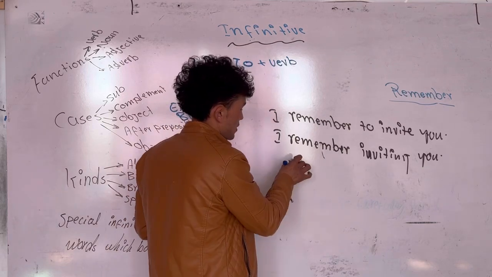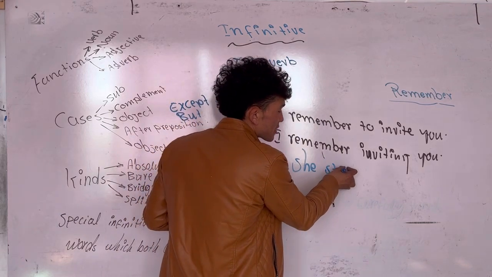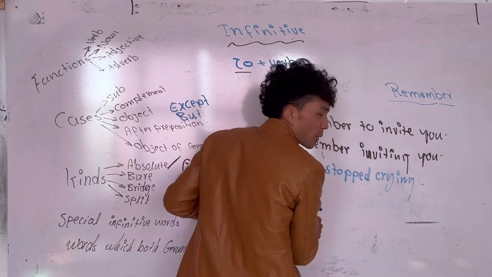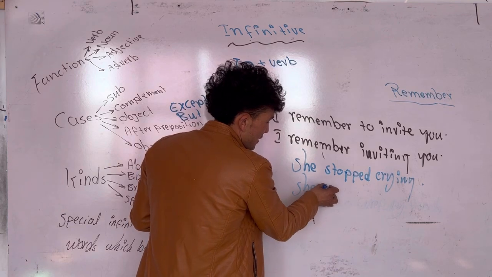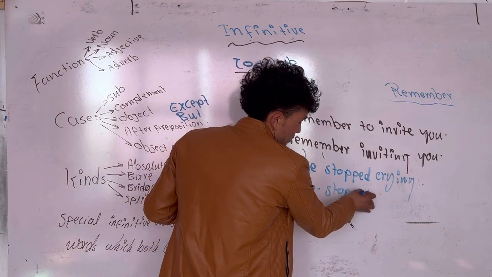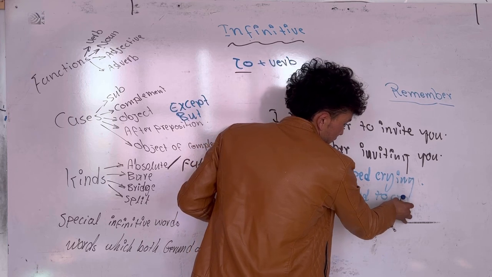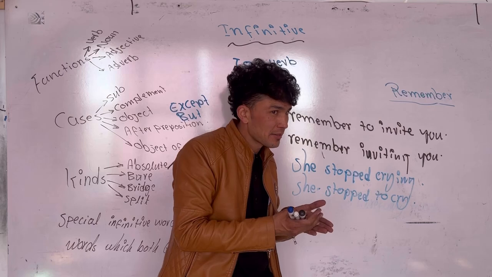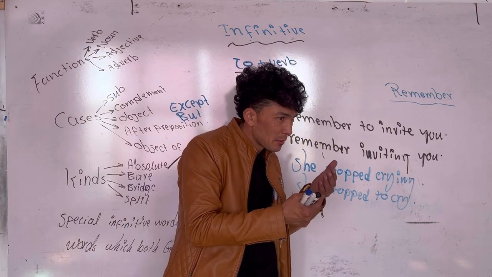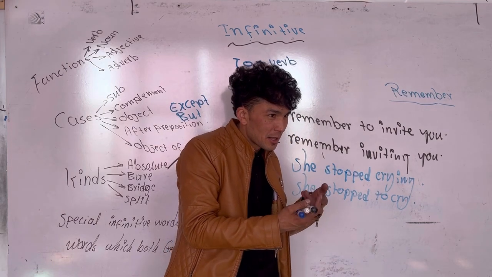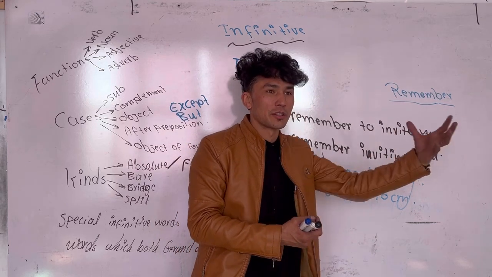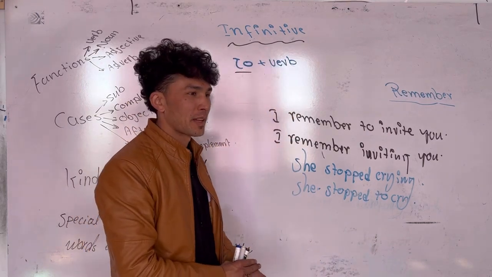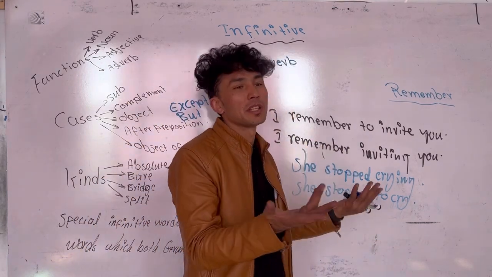Or somebody says, she stopped crying, or she stopped to cry. Now, tell me, the words which are used with both gerund and infinitive, do they have the same meaning? It means, can we use them interchangeably? Yes, like, for example, like. I like going, I like to go. Tell them no. They totally have different meanings.